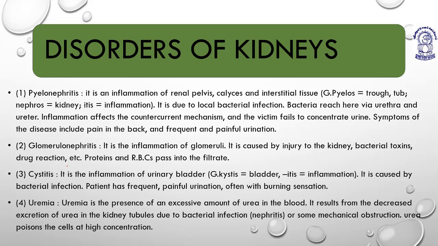It is the inflammation of renal pelvis, calyx, the major and minor calyx, and interstitial tissue. Pyelos means straw, nephros means kidney, and itis means inflammation. It is due to the local bacterial infection. Bacteria reach here via urethra and ureter.